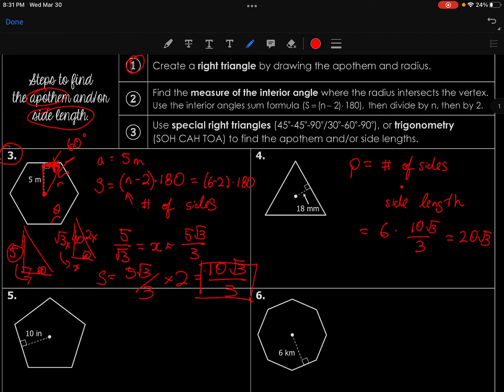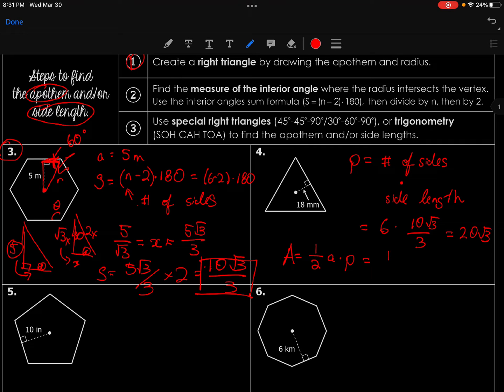If you recall back, area is equal to 1/2 apothem times the perimeter, which is 1/2. Apothem here is 5, since it's given, and the perimeter is 20 square root 3, which should give you 50 square root of 3, and that is the answer.